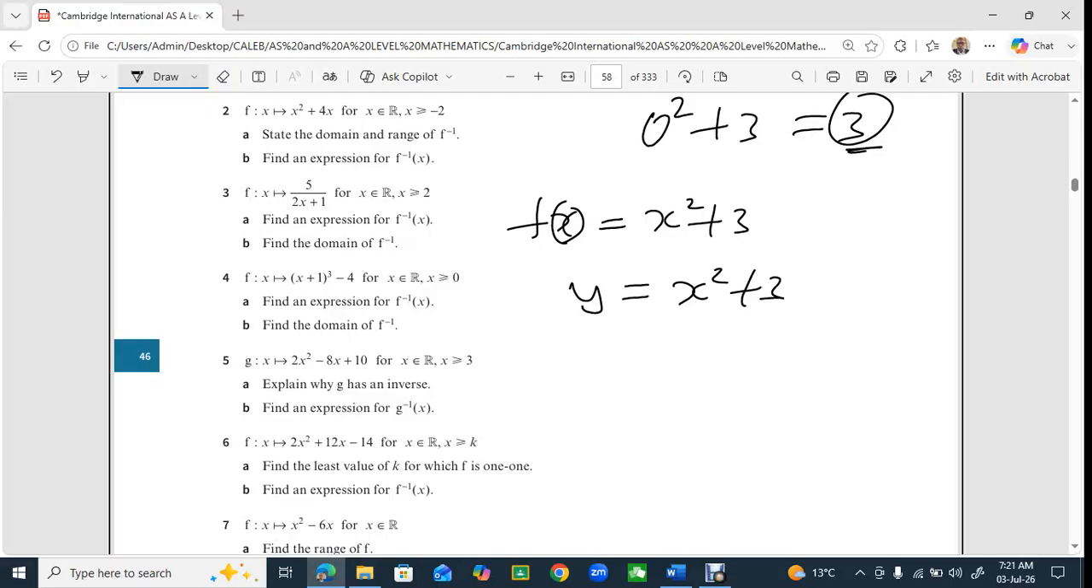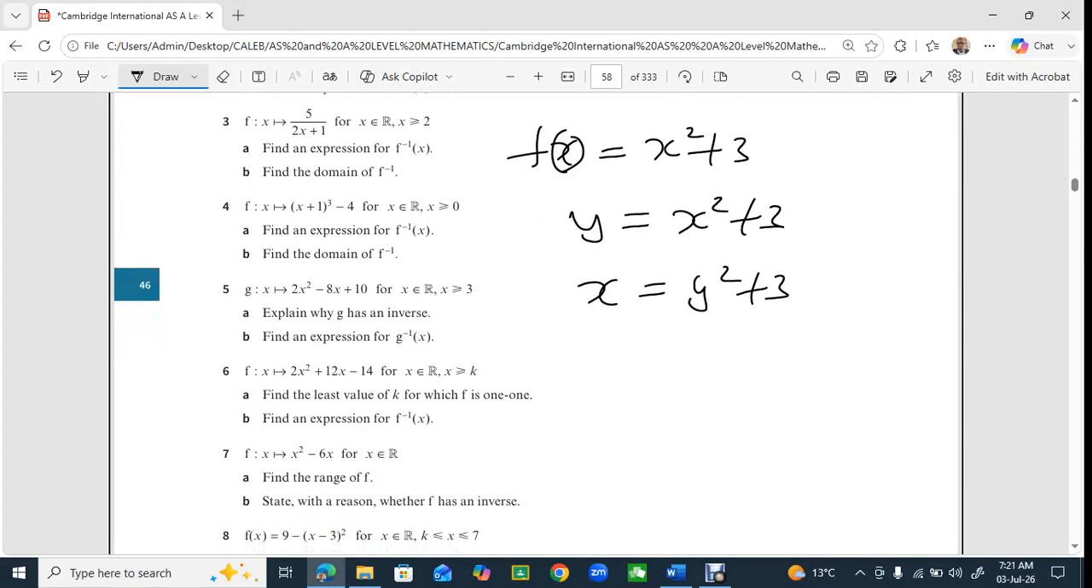Let's continue, Barbara. Yes, we interchange the variables. Now here will be x equals y squared plus 3. Good. We rearrange to make y the subject. So simply here we need to remove 3 from the right. So we subtract 3 on both sides. So it will be now x minus 3 equals y squared. And next step, last one.